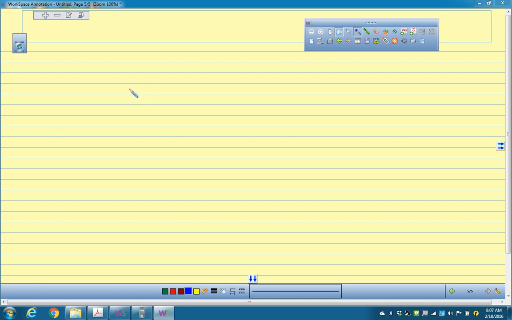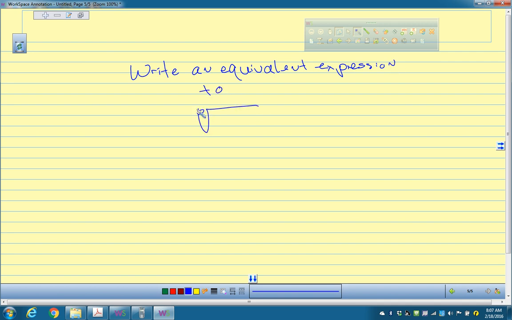So what if I had, so sometimes I'll just have variable expressions, write an equivalent expression to this. If they say something like this, they mean write it with fractional exponents. So who could tell me this? You don't have to write this one on your whiteboard. How could I write an equivalent expression for that?